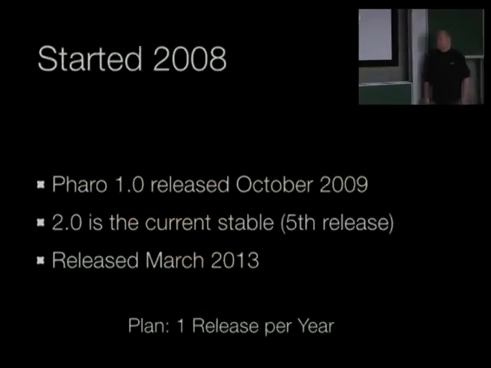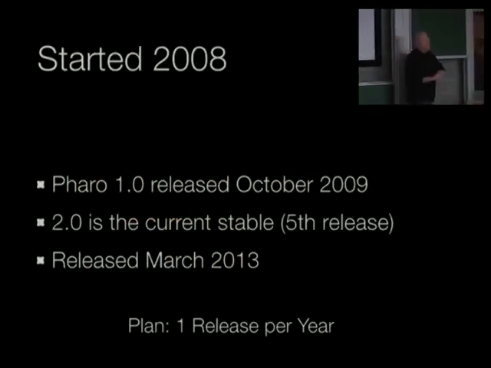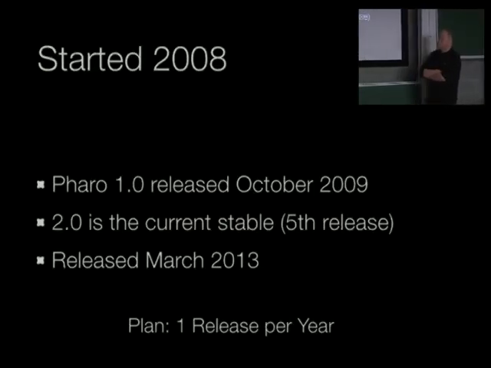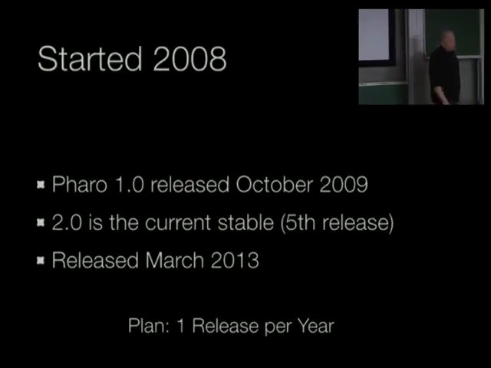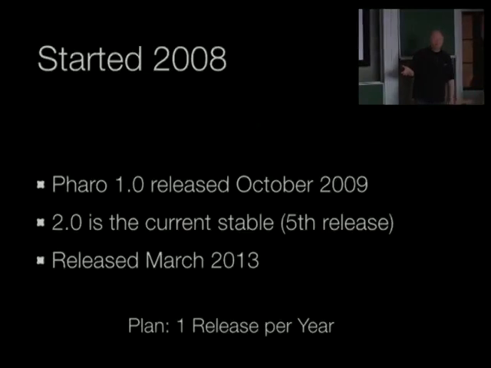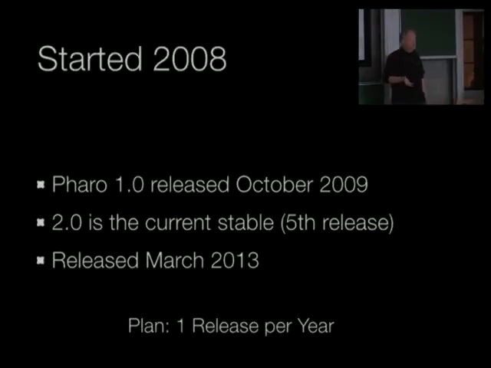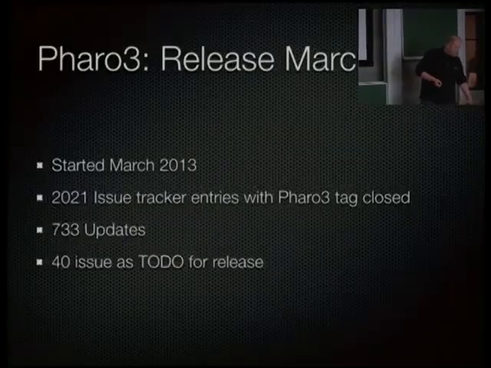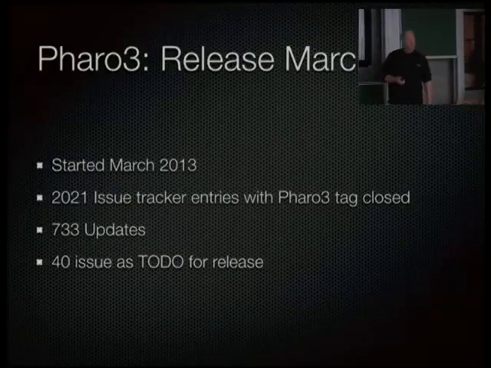Pharo was started in 2008, but we had our first release only relatively late, in October 2009. Since then we had all in all 5 releases, of which 2.0 is the stable one, released last March. Last year's talk here at FOSDEM was about what we had done for Pharo 2, and that we would release it soon. The interesting thing is that we managed to do most of the things that we were actually planning for Pharo 3.